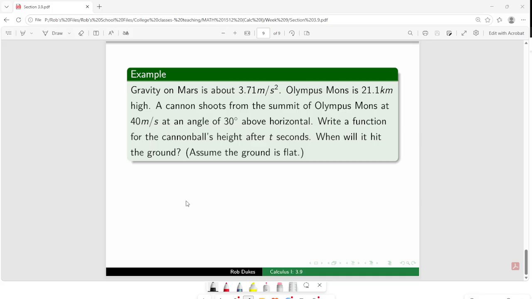Now, we're going to assume the ground is flat. Realistically, for such a high place, you probably would have to include the curvature of the planet, but we're just going to hand wave that away to make it simpler.